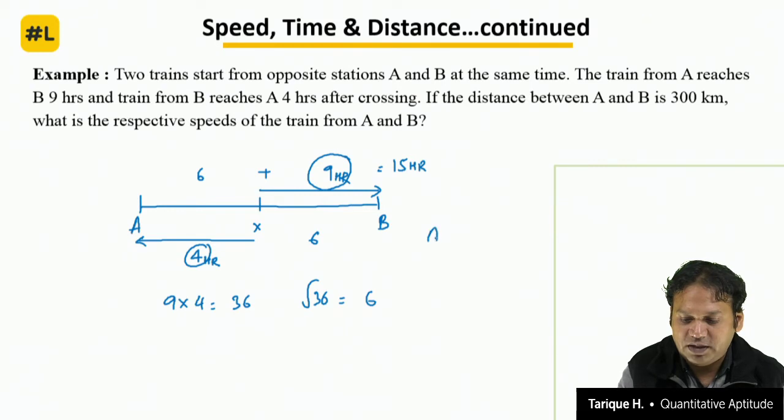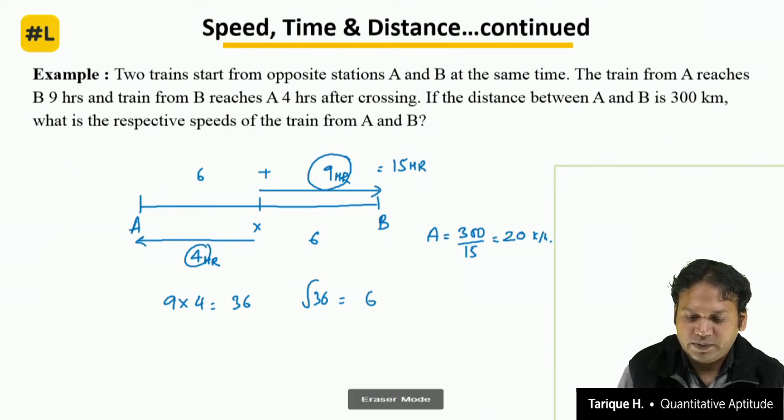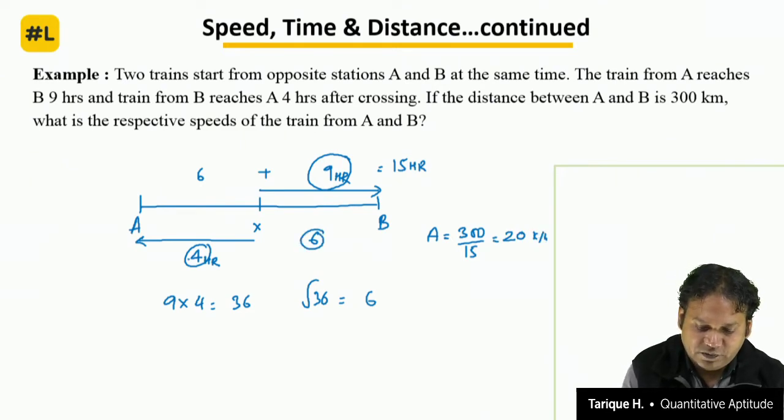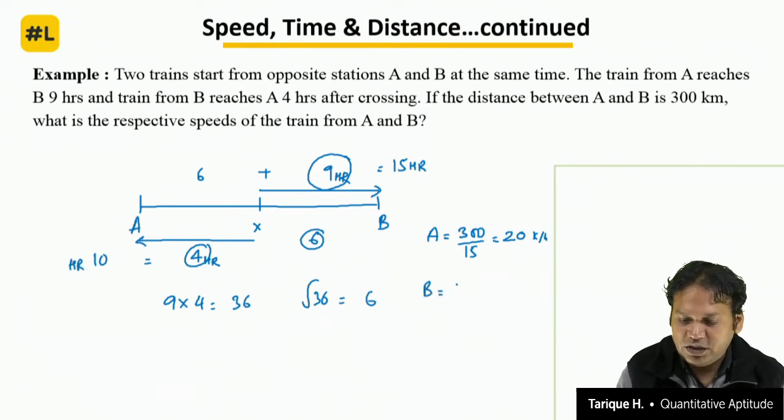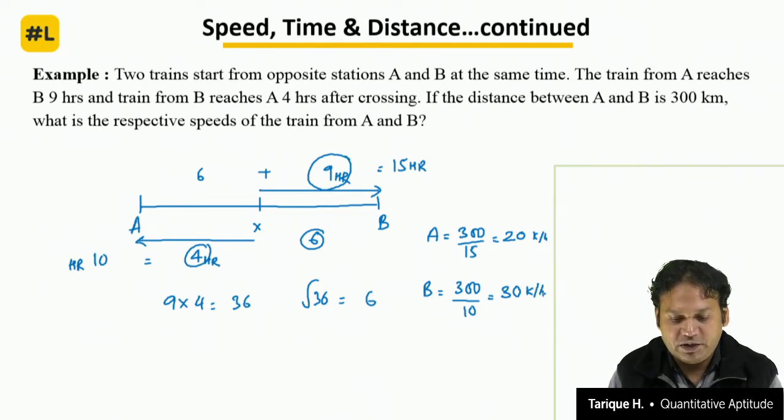So A has taken 15 hours. The speed of A is equal to 300 by 15, 20 kilometers per hour. And B, 6 plus 4, what is 6 plus 4? 10. So B has taken 10 hours. Speed of B is equal to 300 by 10, that is 30 kilometers per hour. That is how you can find out directly by using this technique.